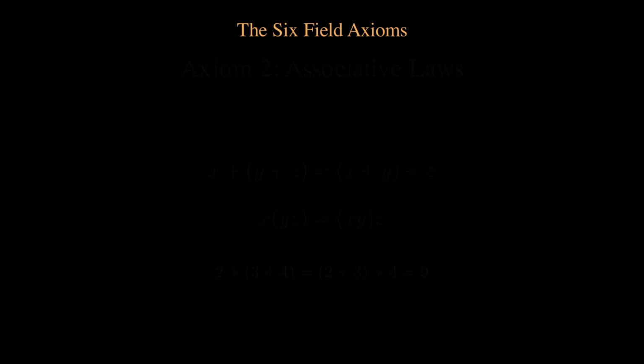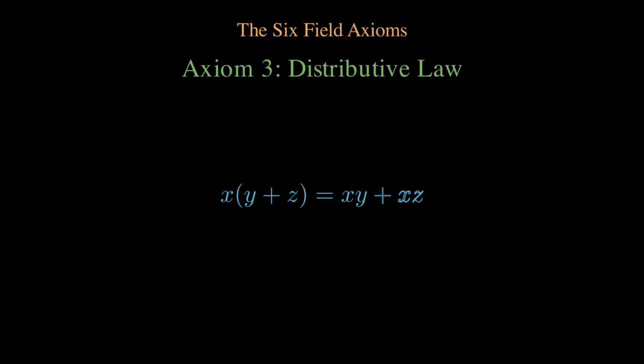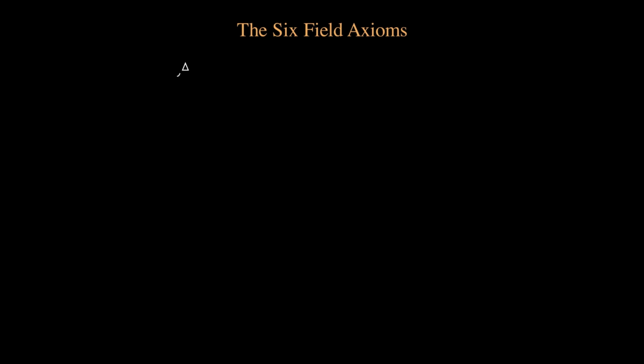Axiom 3 is the distributive law. It states, x times the quantity y plus z equals x times y plus x times z. This connects multiplication and addition. It's the rule we use when expanding brackets. For example, 3 times the quantity 4 plus 5 equals 3 times 4 plus 3 times 5, which is 12 plus 15 equals 27.